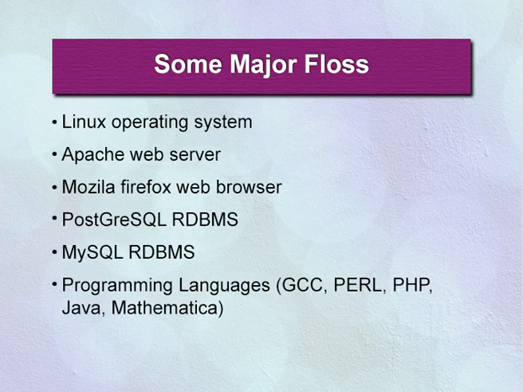Some of the major FLOSS available with us are the Linux operating system, which I already told you, and the Apache web server, which 93% of web servers nowadays are using. Mozilla Firefox, you must have experience accessing the internet through Mozilla Firefox. It is an open source product. Then PostgreSQL, RDBMS, MySQL as relational database management system, different programming languages, GNU C compiler, Perl, PHP, Java, Mathematica. So there are a number of major FLOSS available, on top of which we can develop different application programs.